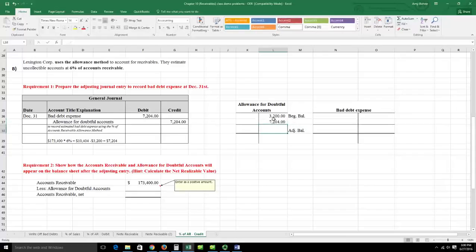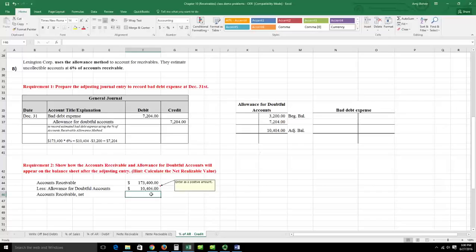And again, the credits always go on the right-hand side of the T account. Debits always go on the left-hand side. And since both of these are credits, I can just add them together to come up with my new balance. 3,200 plus 7,204 gives me a new adjusted balance of $10,404. So that's the balance that's going to go on my balance sheet. The adjusted balances are always the ones that you use in your financial statements.